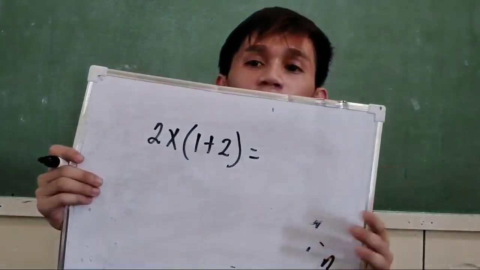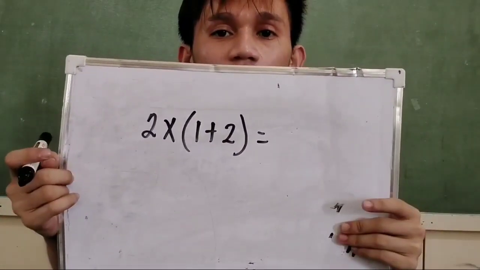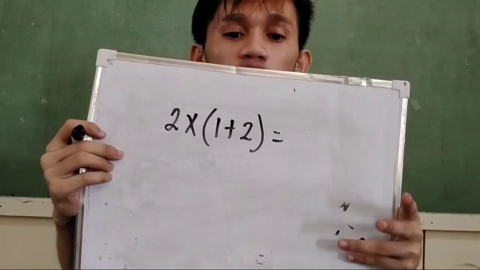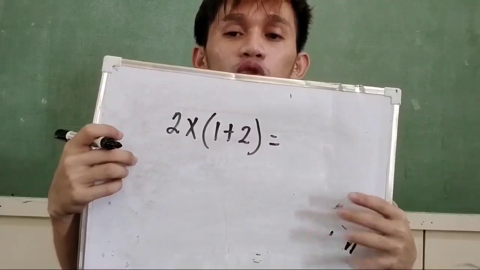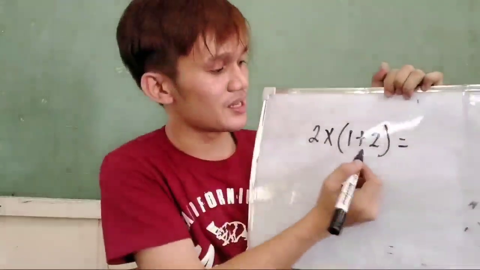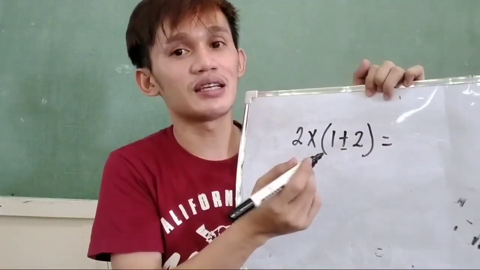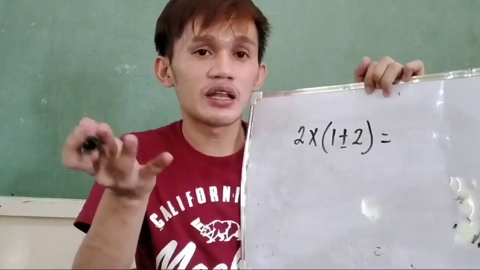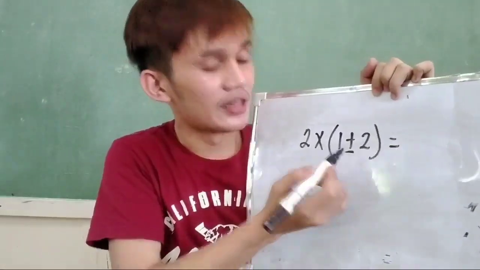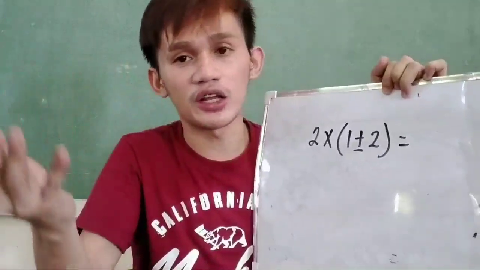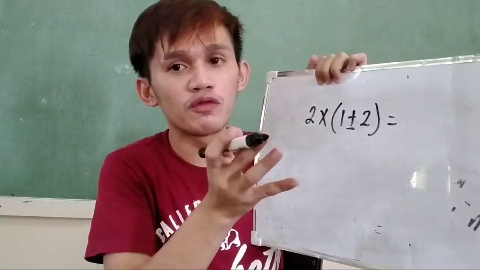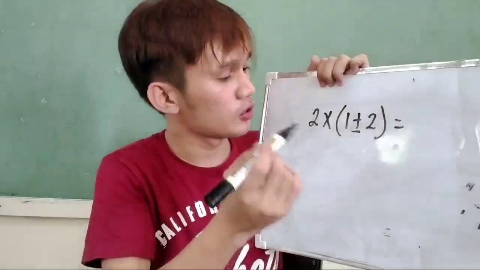Okay, so let us have this example. Suppose that we have 2 times the quantity of 1 plus 2, and let us use the distributive property of multiplication over addition or subtraction. Since what is inside the parentheses uses the operation addition, it is the distributive property of multiplication over addition. If this is subtraction, then it is over subtraction. Anyway, let us try to prove if the property is really true.